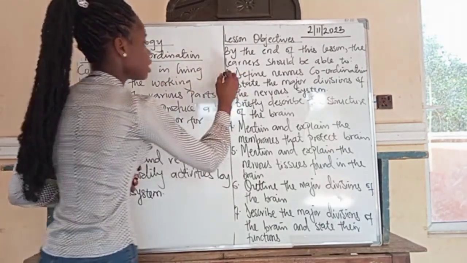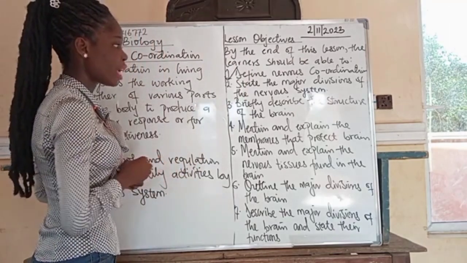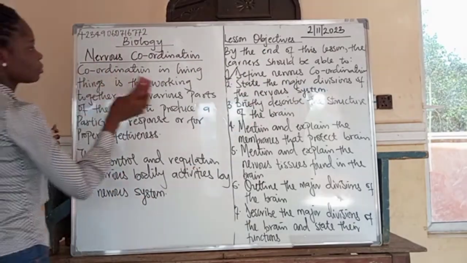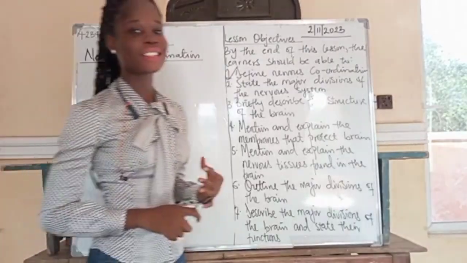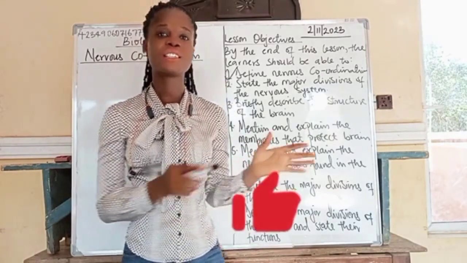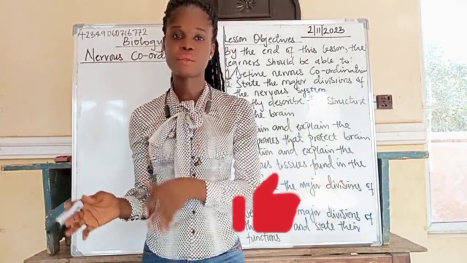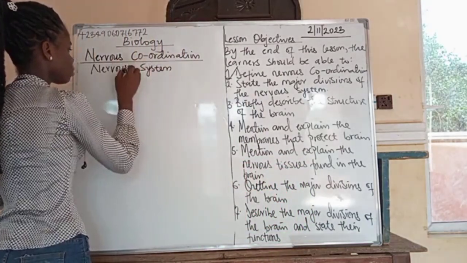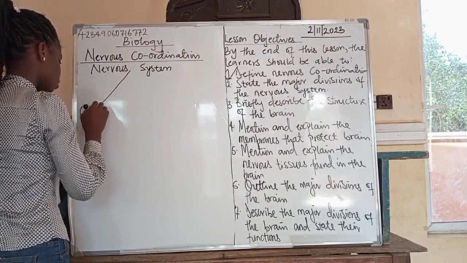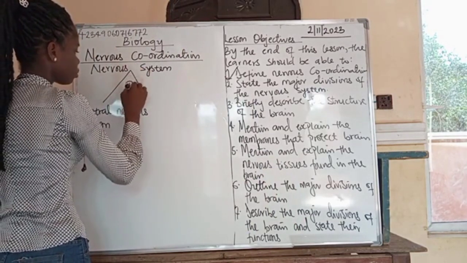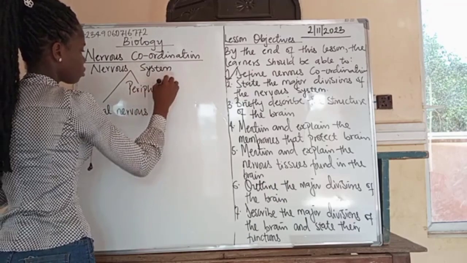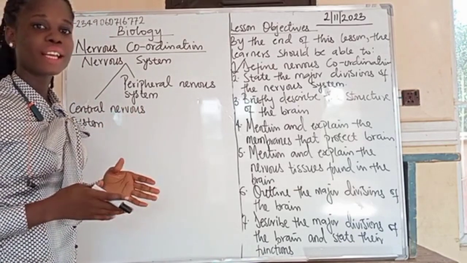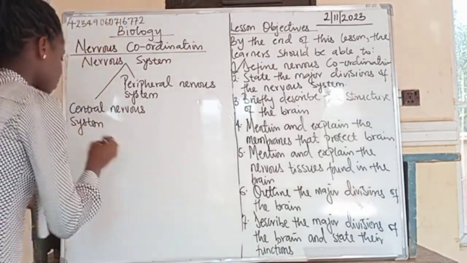We go over to our second lesson objective, which says that the learner should be able to state the major divisions of the nervous system. The nervous system is majorly divided into two: the central nervous system and the peripheral nervous system. And for the purpose of this class, we focus on the central nervous system, which is further divided into the brain and spinal cord.